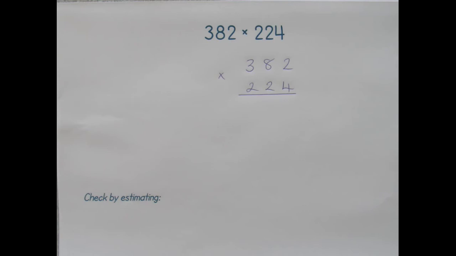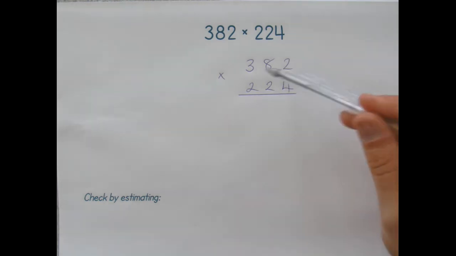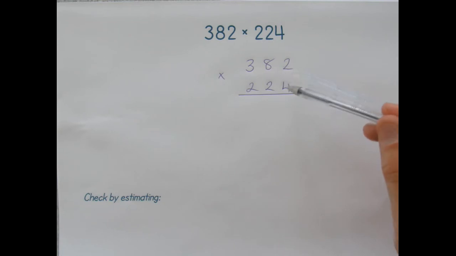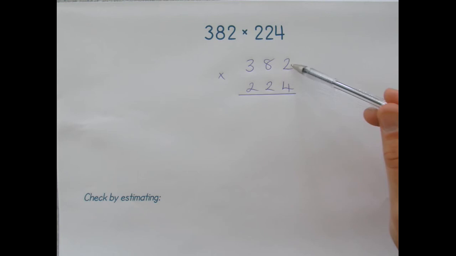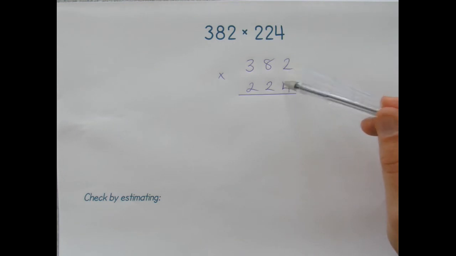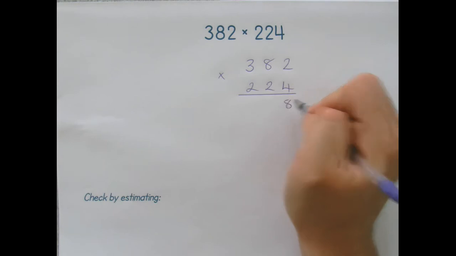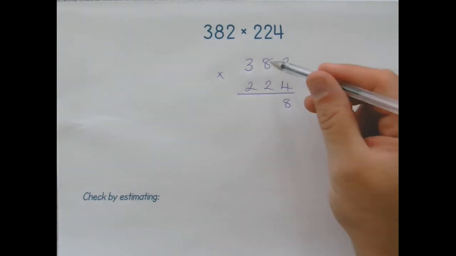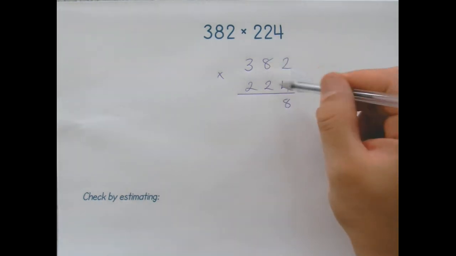Okay, so we're going to multiply a 3-digit by a 3-digit number, and the first focus here is on this 4, okay? So each of the digits at the top are going to multiply by this 4, right? And we start with the right-hand side, so we start with the 2. 2 times 4 is 8, okay? And then we move on to the 8. 8 times 4 is 32.